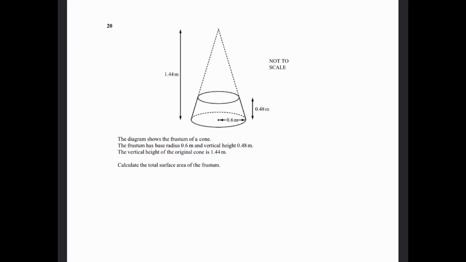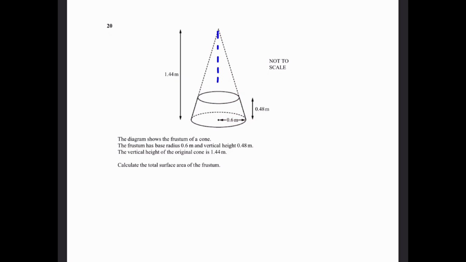Well, the total surface area will be the area of the smaller circle here, plus the area of the bigger circle, plus the area of the curved region around here. Let's find the areas of the circles first. We know this radius, but we need to find this one. How do we do that?